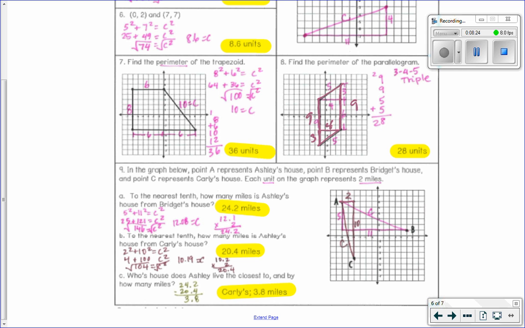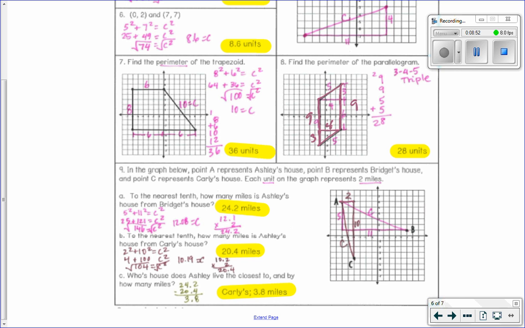Ashley's house to Carly's house. And then C, whose house does Ashley live the closest to and by how many miles? So we had to subtract our answers from A and B, right? And it's by 3.8 miles. Are we good with that? Questions?